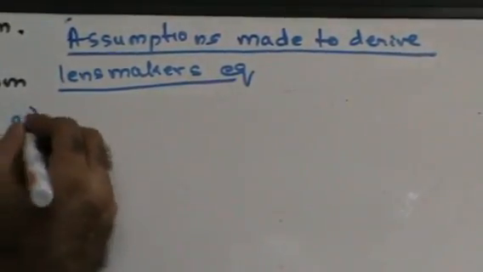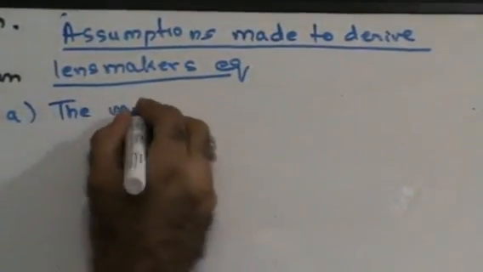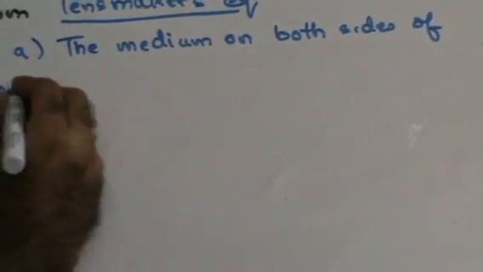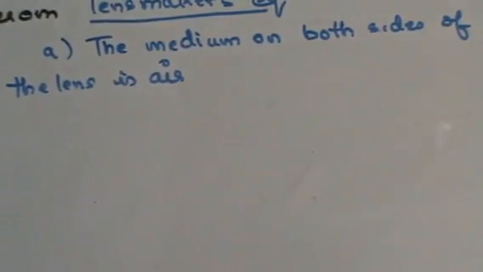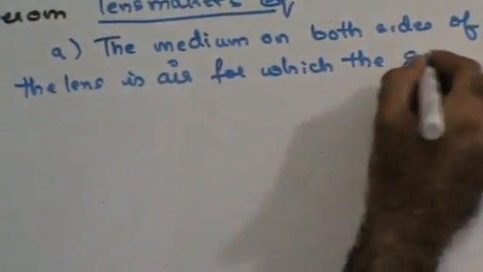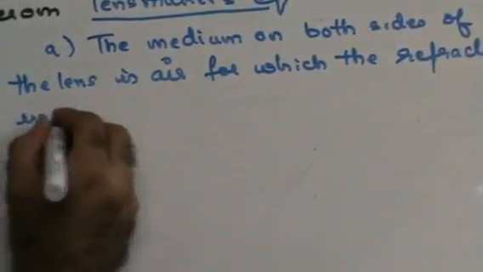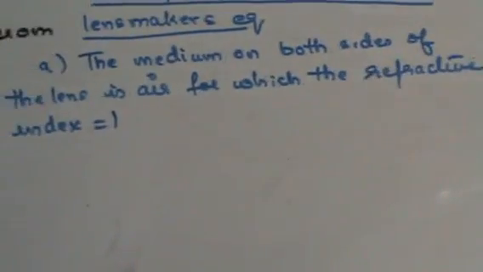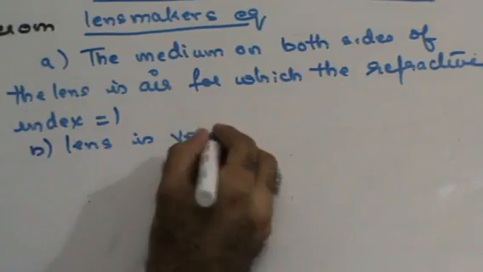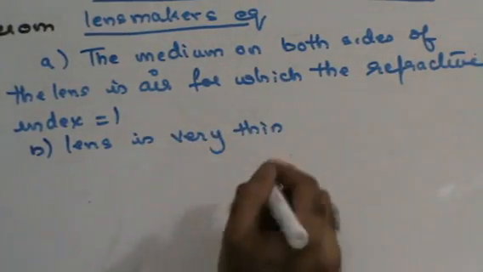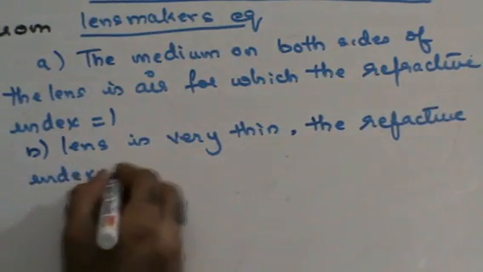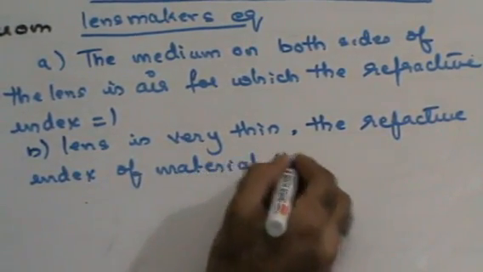The assumptions that you have to make: A, the medium on both sides of the lens is air, for which the refractive index is 1. Second, we are going to assume that the lens is very thin, and the refractive index of the material of the lens is mu.